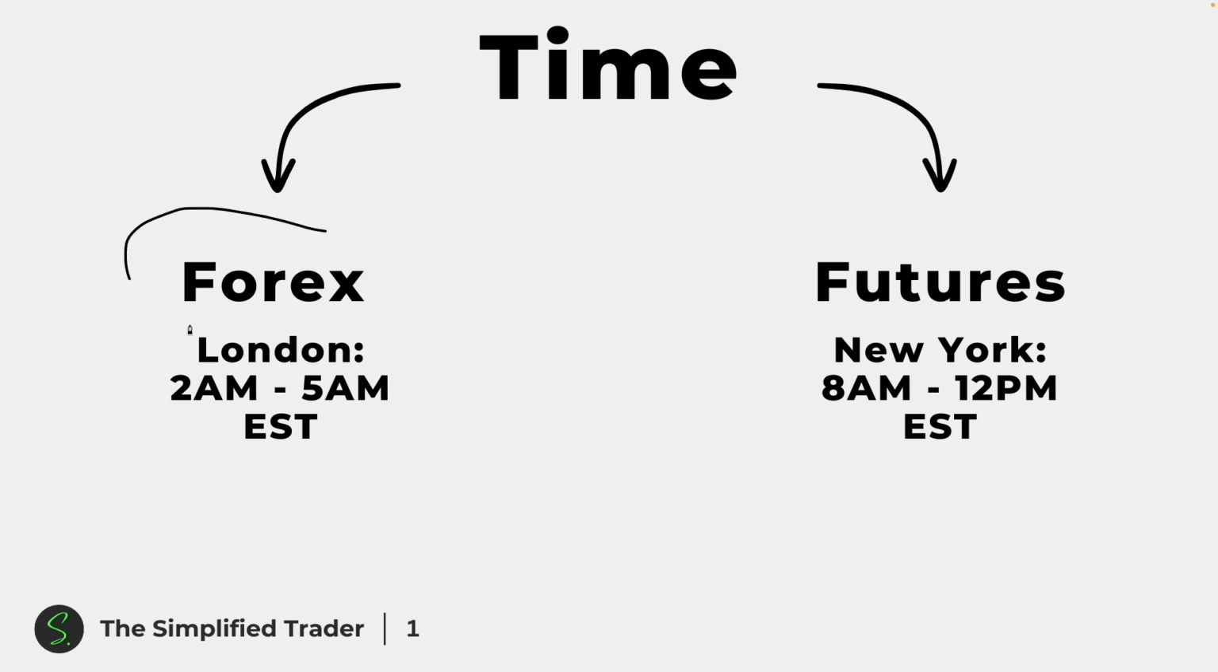If you are a Forex trader, I recommend looking for the unicorn setup in the London Kill Zone between 2 a.m. and 5 a.m. Eastern Standard Time, New York time, UTC -5. If you are a futures-based trader, I recommend looking for the ICT unicorn setup in the New York session from 8 a.m. to 12 p.m. Eastern Standard Time.